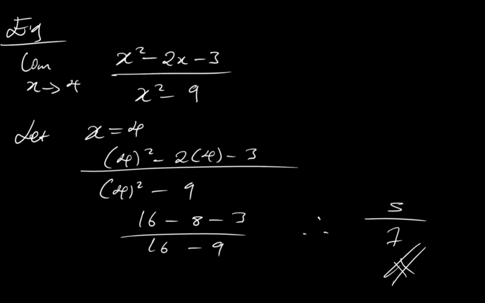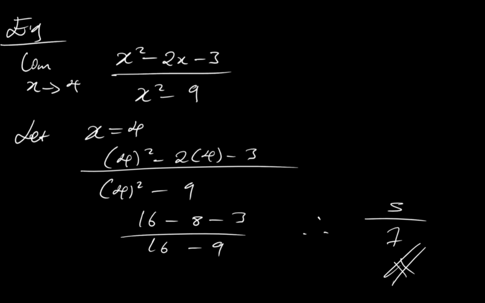And 5 over 7 is a defined point. So the limit of x approaching 4 of x squared minus 2x minus 3 over x squared minus 9 is literally 5 over 7. And that's what you just have to do when it comes to plugging in. Just get the value that you have, plug it in and see if it works. If it gives you something defined, then literally that will be your limit. Don't forget that very, very important point.